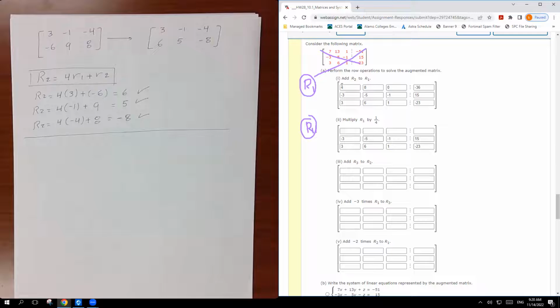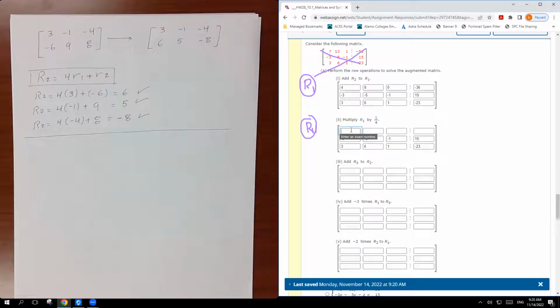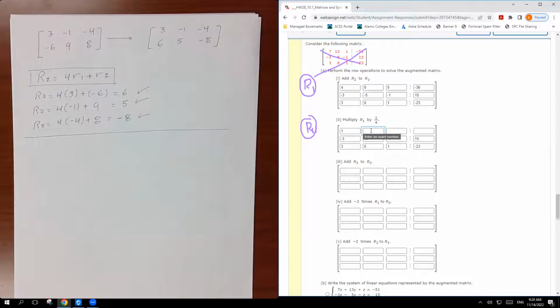So 4 times 1/4 is going to be 1. 8 times 1/4 is going to be 2. 0 times 1/4 is going to be 0. Negative 36 times 1/4 is going to be negative 9. So here is our new matrix.